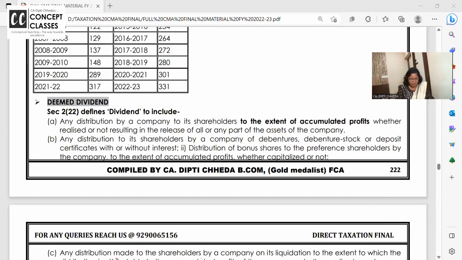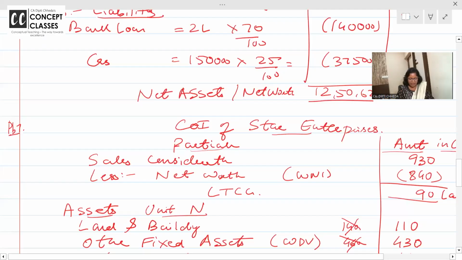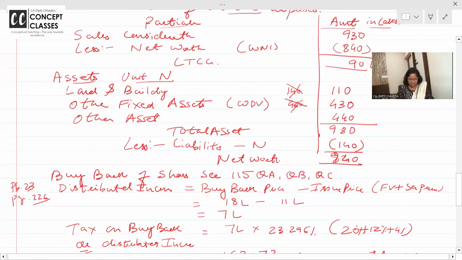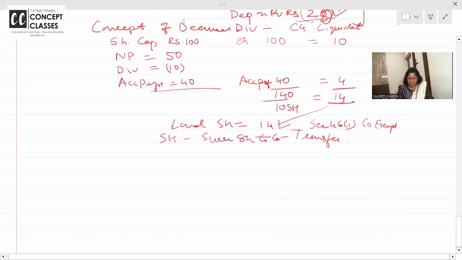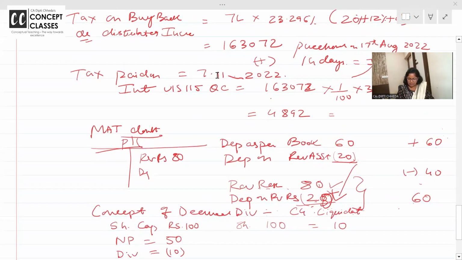Okay. Chalo. Right now I'm taking up the concept of deemed dividend, and there is nothing I want to read from here. I'll explain it in my own way. And once it is clear, then we will write the notes. Yeah, last class I also covered everything about the buyback of shares.